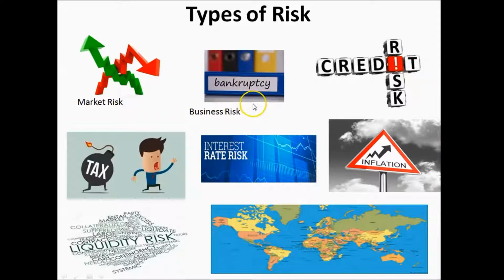Business risk depends upon the company. If the company, or the sector in which the company operates, is not doing that well, for example, if a particular metal is not doing well and the company is operating using that metal, then there might be chances that the company's share price may fall.